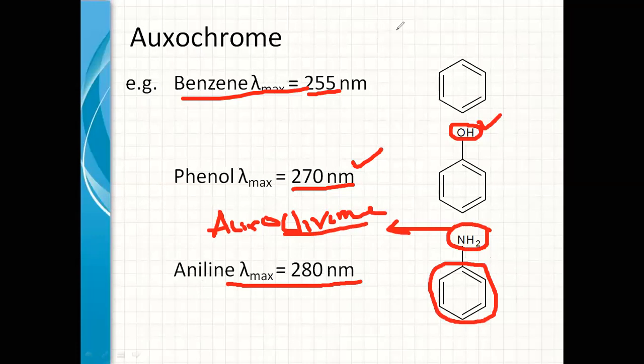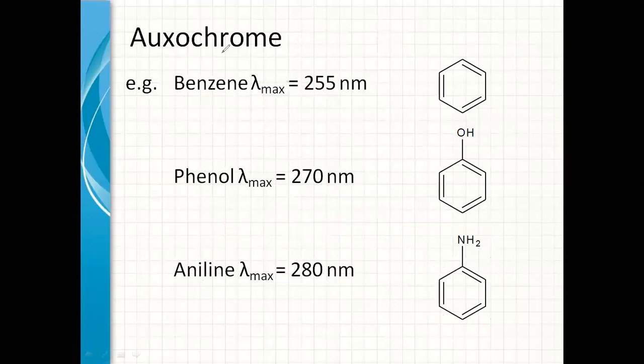So these are auxochromes. Auxochromes change the ability of a compound to absorb, maybe to longer wavelength or to shorter wavelength. Both ways they can change.